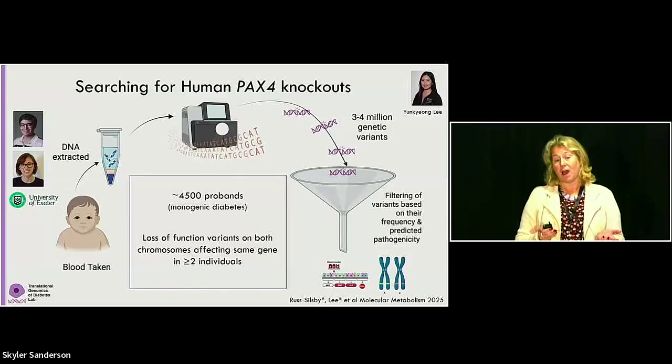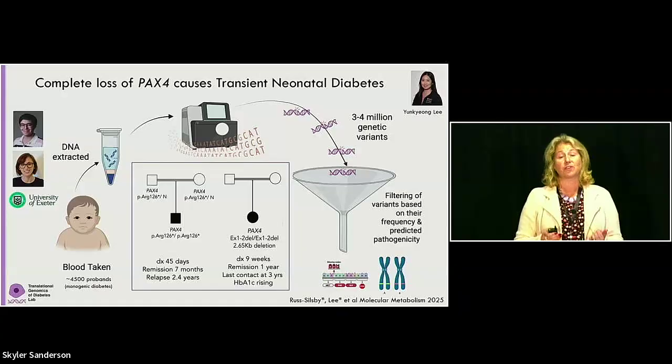So we had around 4,500 probands with undiagnosed monogenic diabetes in whom all known genetic etiologies had been excluded. We did whole genome sequencing, and then we looked specifically for homozygous knockout in a gene. We identified 2 children with transient neonatal diabetes who had loss of function mutations in the PAX4 gene. These are human knockouts. These are an amazing opportunity to understand what total loss of this transcription factor does in humans.